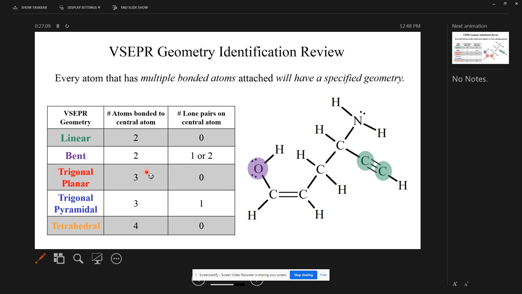Then if the atom has 3 things, it's either trigonal planar or trigonal pyramidal. Again, we're not counting how many bonds, we're counting how many bonded atoms. So if we look at these carbons, they're trigonal planar because they have 1, 2, 3 things attached, no lone pairs. But then if we look at this nitrogen, 1, 2, 3 things attached, but this one non-bonding pair makes it trigonal pyramidal. So then finally we have tetrahedral.